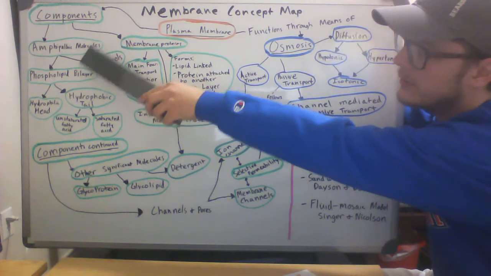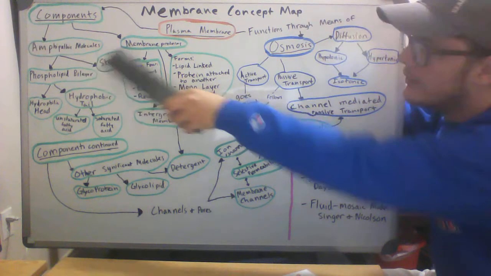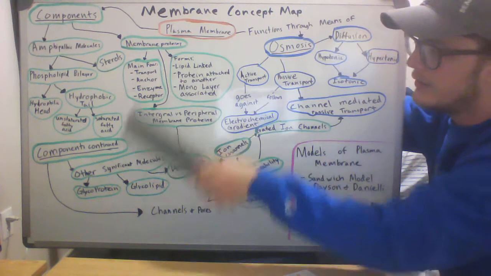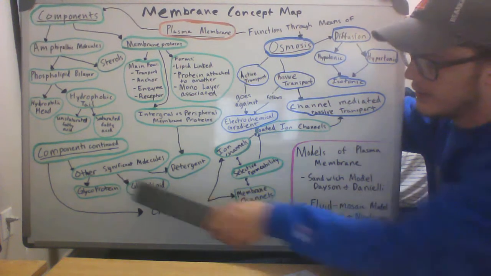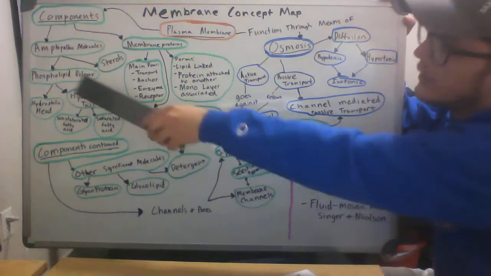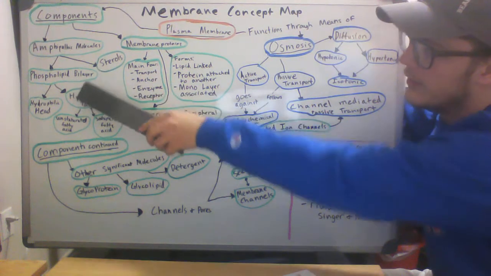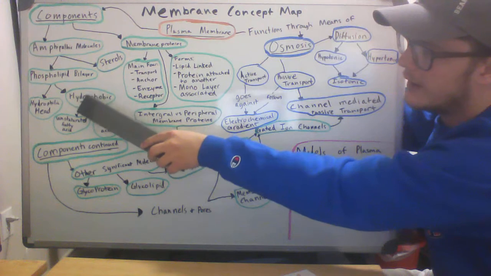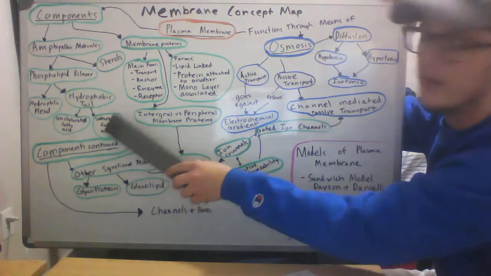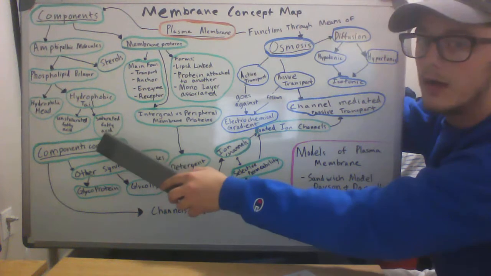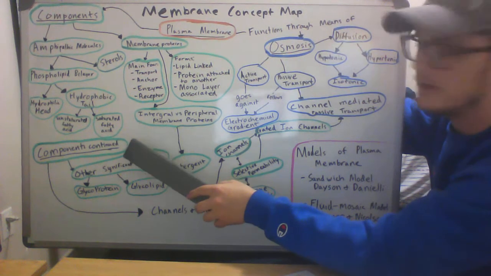It's divvied down here to amphipathic molecules and membrane proteins, and then also down here we have components continued. We have other significant molecules and channels and pores. We'll start right here with amphipathic molecules. Right here we have the phospholipid bilayer, which is made up of a hydrophilic head and a hydrophobic tail, and the hydrophobic tail has both unsaturated fatty acids and saturated fatty acids.